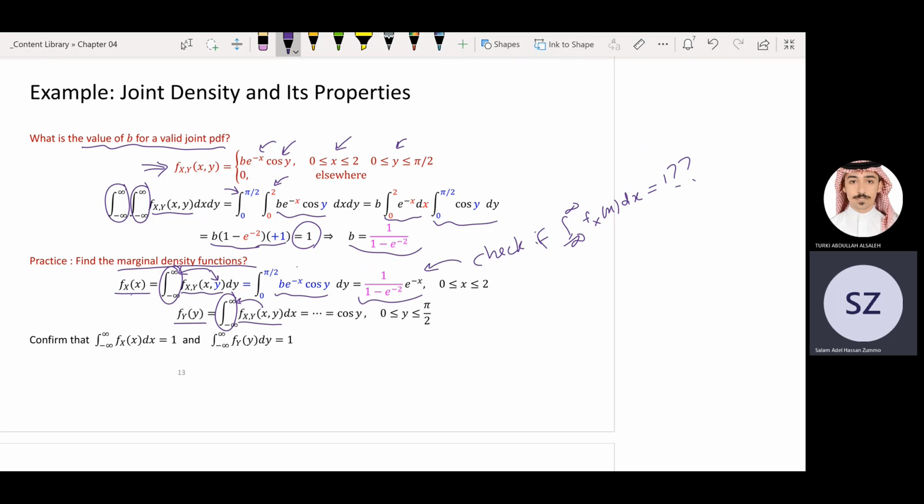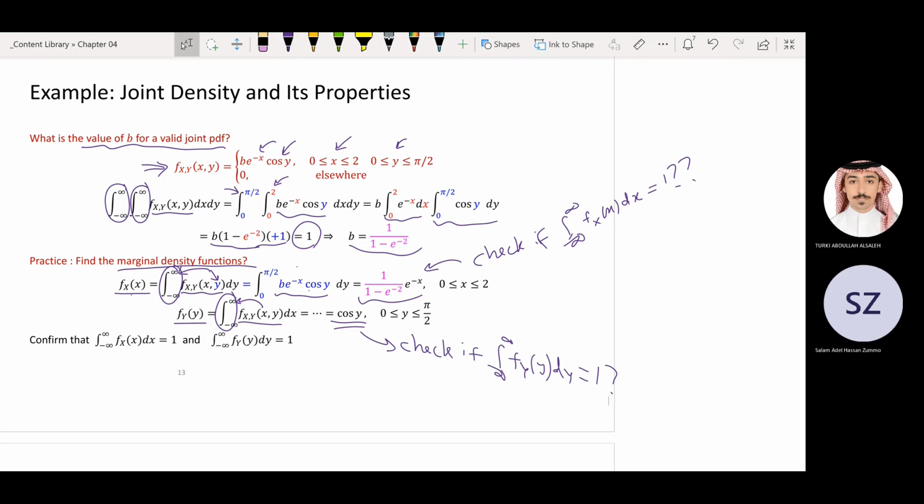Now let's see f_Y(y). For f_Y(y) you integrate with respect to x. So now what do you have? You need to integrate this with respect to x. So you have an exponential, and the cosine stays as it is. And when you do this, you will get cosine y between 0 and pi over 2. Again, check whether this integrates to 1 or not. Check it, guys, just for us to see whether I'm doing anything wrong or not. Does the integral of f_Y(y) dy equal 1 or not? Okay. Any questions?